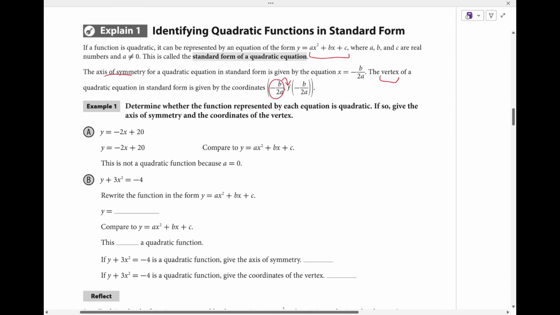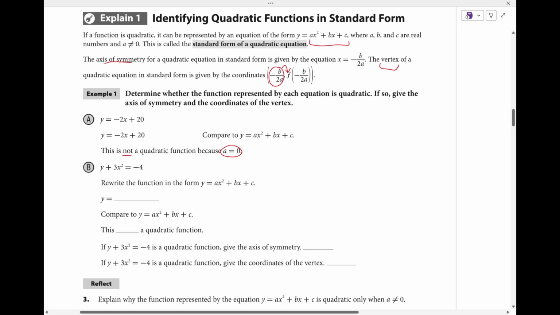So part A here, let's look at this one. Negative 2x plus 20, we want to figure out if it's quadratic. Well, this one's not going to be quadratic because my a value is 0. In other words, it's missing this whole x squared term. It has to have an x squared to be quadratic. Alright, it's okay if it misses these other terms because it's still degree 2. But if it's missing the x squared term, it's no longer quadratic.